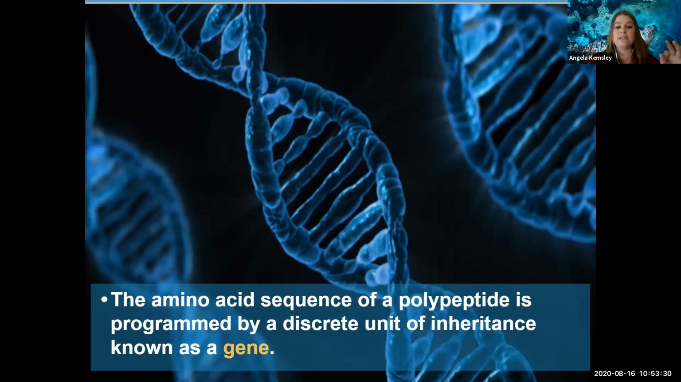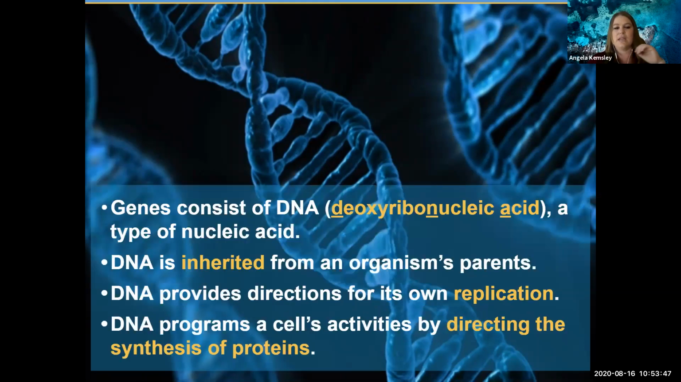So the amino acid sequence of the polypeptide is programmed by a discrete unit of inheritance known as a gene. A discrete unit of inheritance is going to be a piece of DNA that is being passed on to your kids. That's known as a gene. Genes consist of DNA, deoxyribonucleic acid, which is one of our types of nucleic acids. DNA is inherited from an organism's parents. So when you have kids, you are passing your DNA on to your offspring.